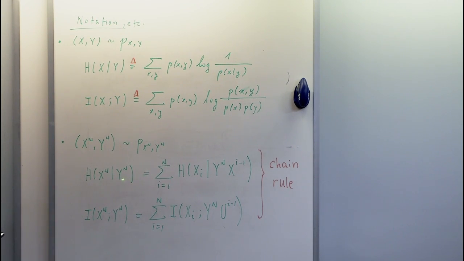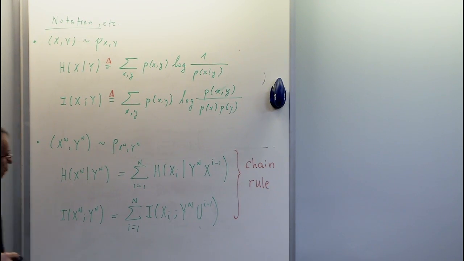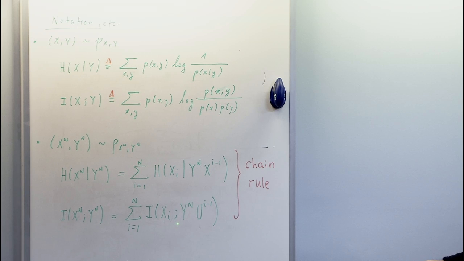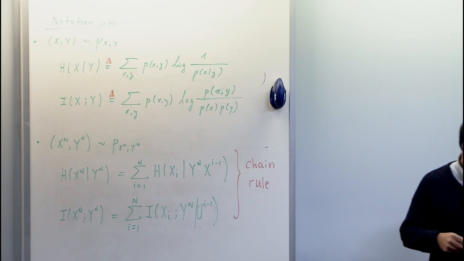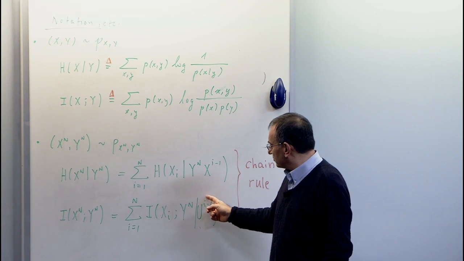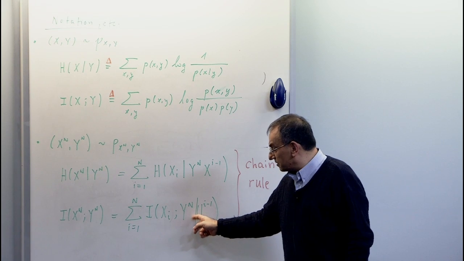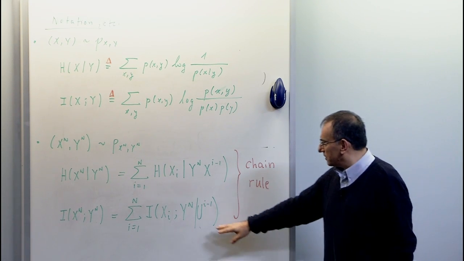But here, these are not definitions, these are the chain rules. The conditional entropy can be written as the sum of conditional entropies, and the mutual information can be written as a sum of mutual informations. Normally, one should really put the condition in here. Let's put it there. If the U_i's are independent, the condition in here can be removed, and this can be put in conjunction with the Y^n. But this form is always true, whether the U_i's are independent or not.